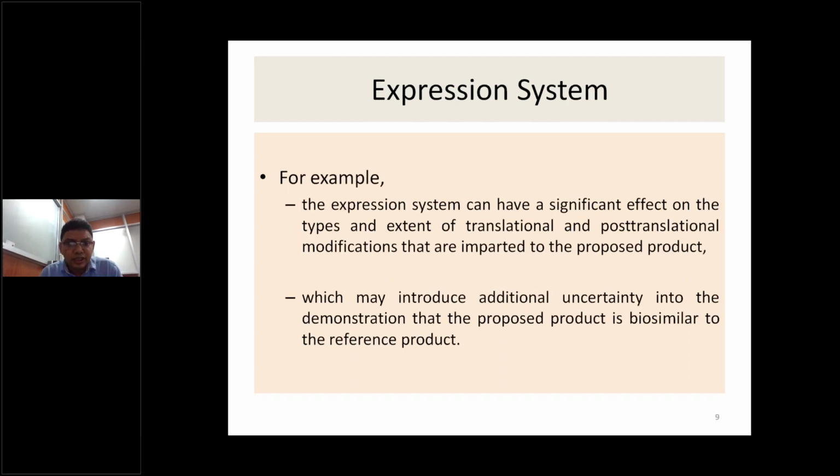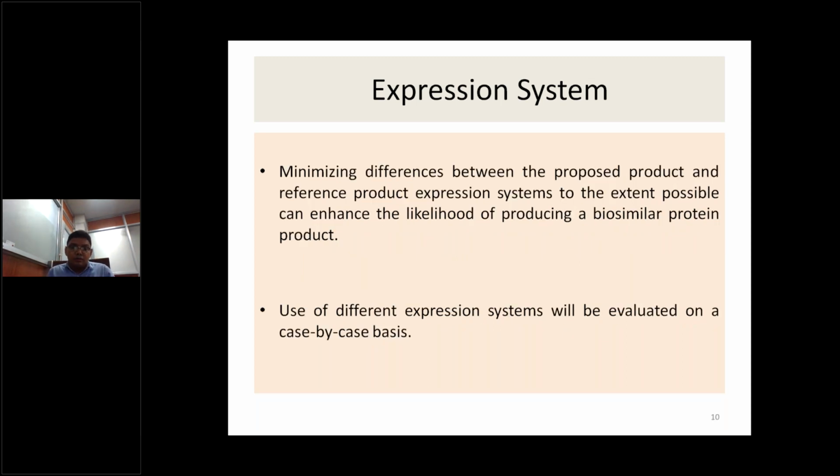For example, the expression systems can have a significant effect on the types and extents of translation and post-translation modification that are imparted to the proposed product, which may introduce additional uncertainty into the demonstration that the proposed product is biosimilar to the reference product. So, by minimizing the differences between the proposed product and reference product, expression systems, to the extent possible, can enhance the likelihood of producing a biosimilar protein product. And we can use different expression systems on a case by case basis.